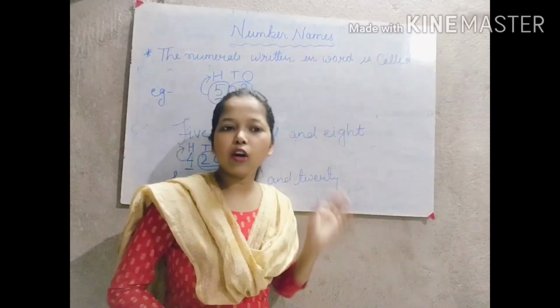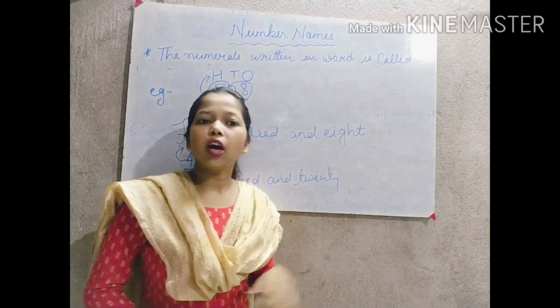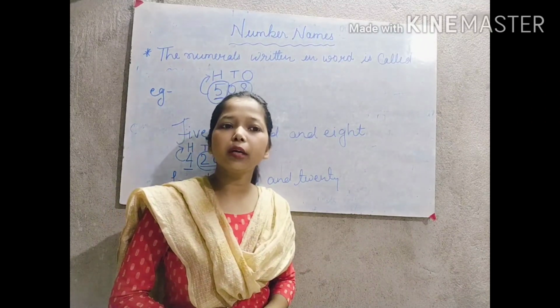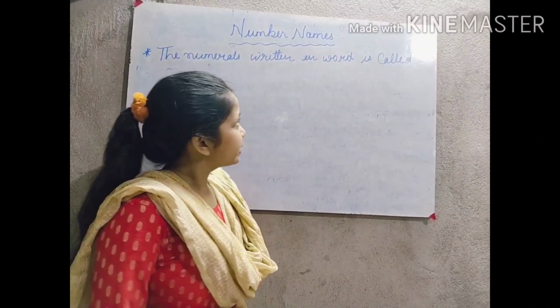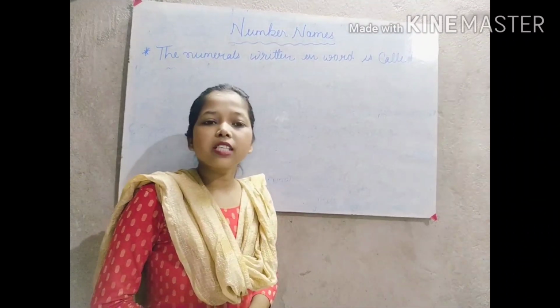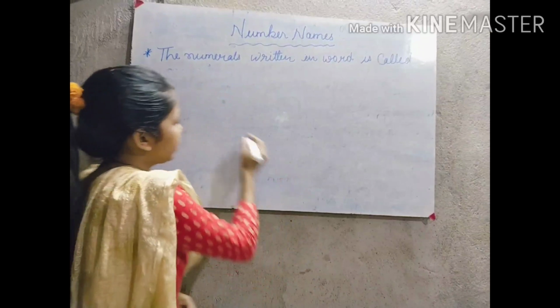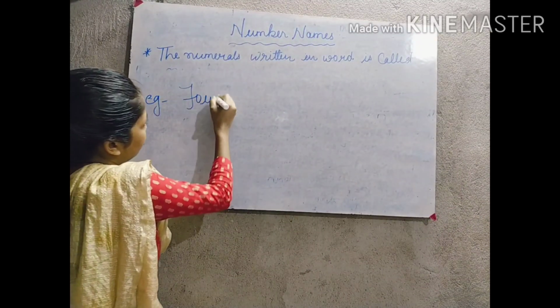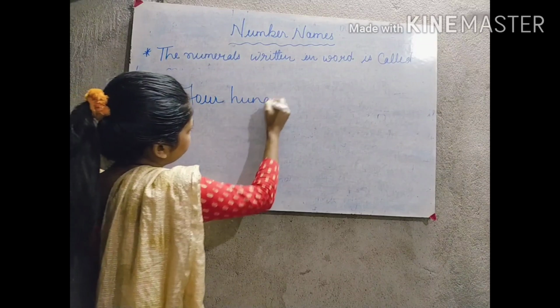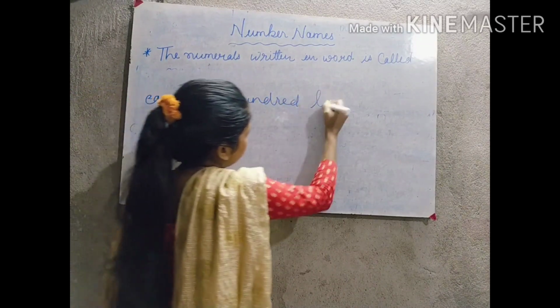Well children, you know how to write number names in words. Now let us see how to identify the numbers given in words. Our next topic is numerals. So the first number name is 426.